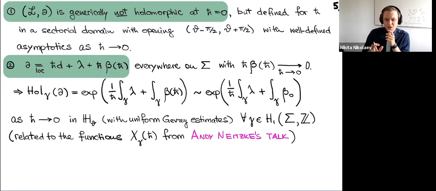And so the reason I mentioned this, I added this part of the slide yesterday or 2 days ago, based on what Andy said, is because these holonomies of the abelianization connection are very closely related to these X sub gamma functions that Andy has been describing in his lectures. So in particular, I'm hoping that this point 2 answers one of the questions that Andy posed in his lectures, hopefully in full.